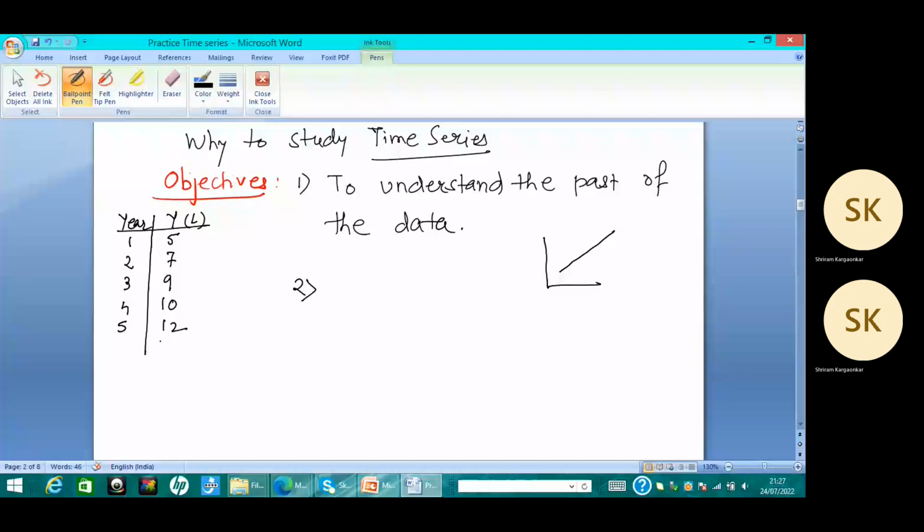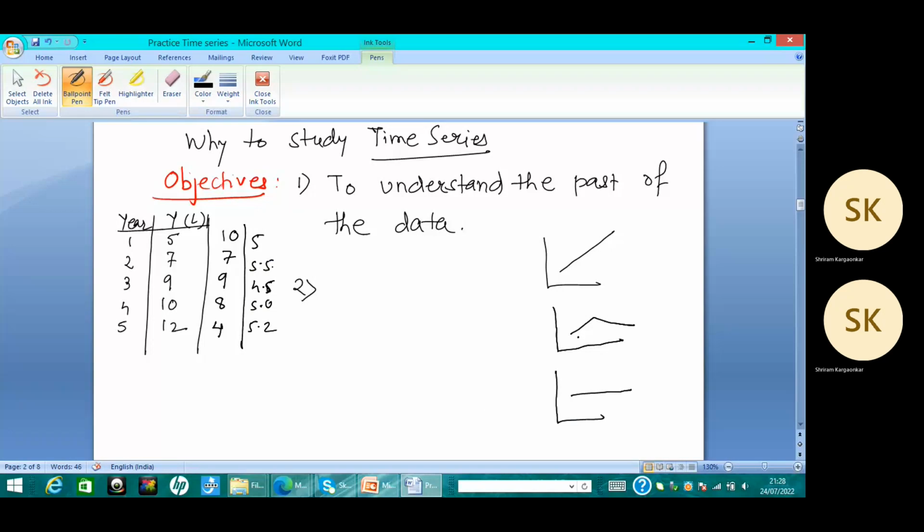Suppose I take another data set, and I observe that the business is slowly decreasing. Suppose initially the business was running well and it got 10 lakh of profit, then 7 lakh, then 9 lakh, then 8 lakh, and now it is down to 4 lakh only. So your business is declining. Or suppose every year you are getting the same business, then you can say that your business is remaining in the same position.